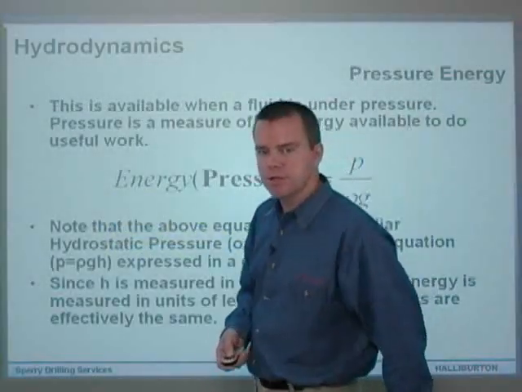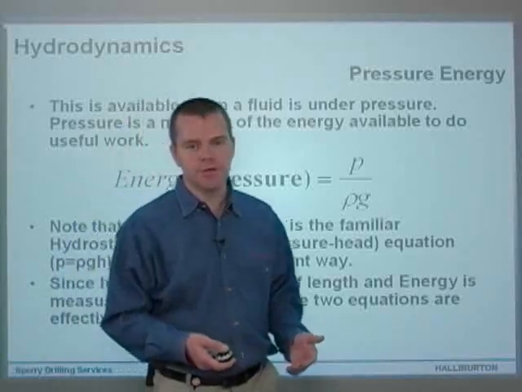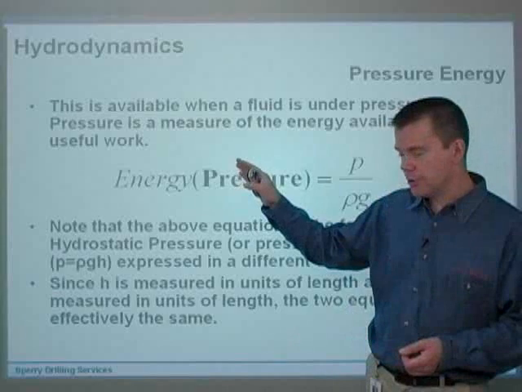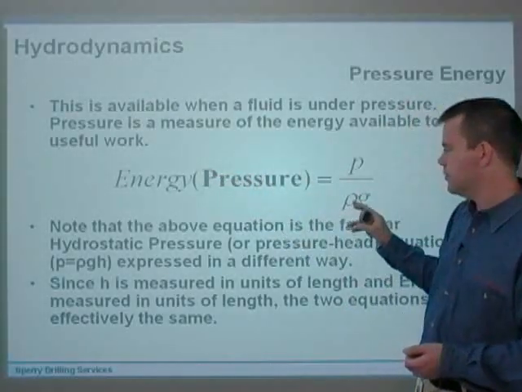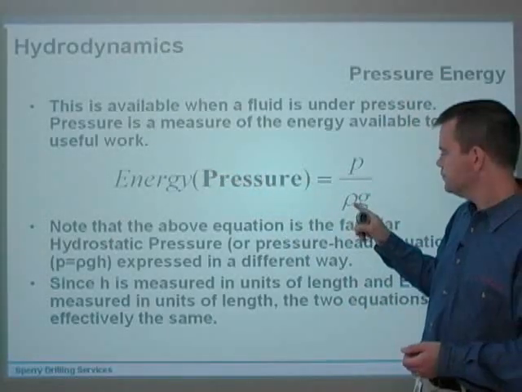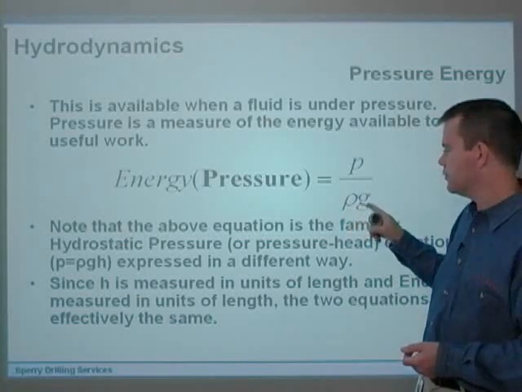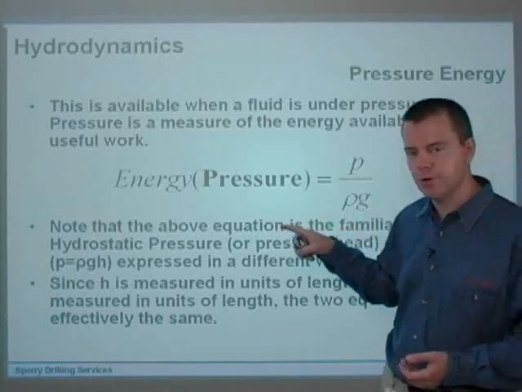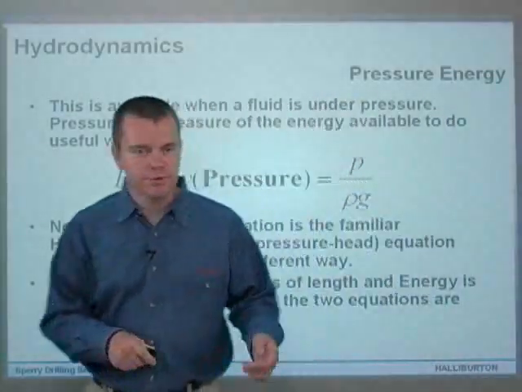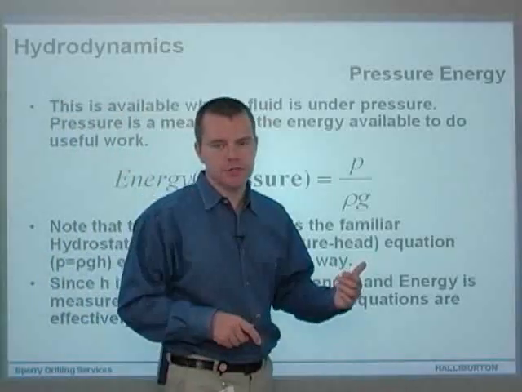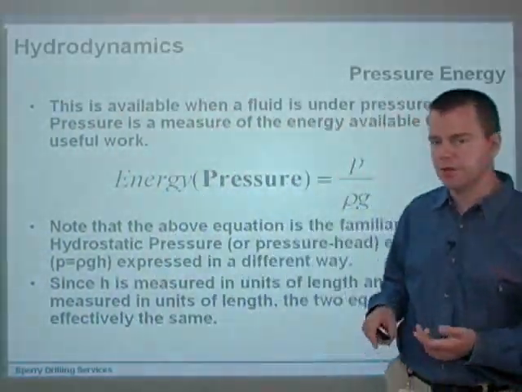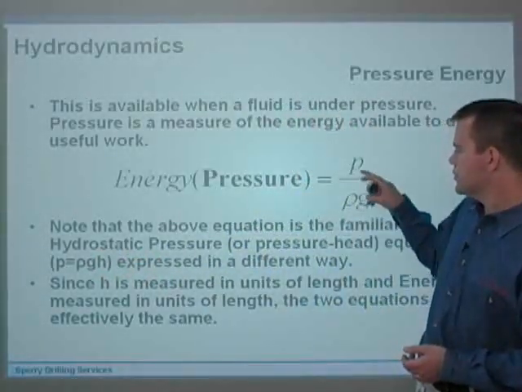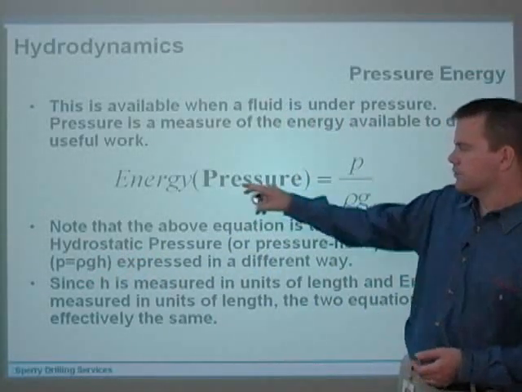Pressure energy is available when a fluid is under pressure. Pressure is a measure of the energy available to do useful work. The pressure energy equals the pressure divided by the fluid density, and also divided by a gravitational constant. That's actually a very familiar equation. It's very similar to the hydrostatic pressure, or the pressure head equation, which I showed you earlier, which is pressure equals rho g h.